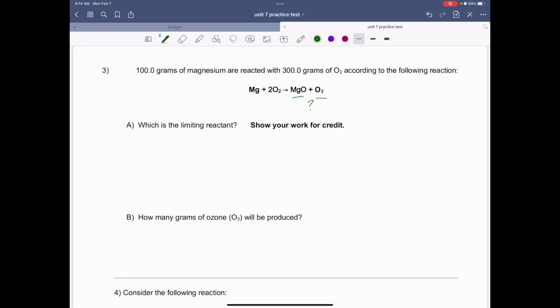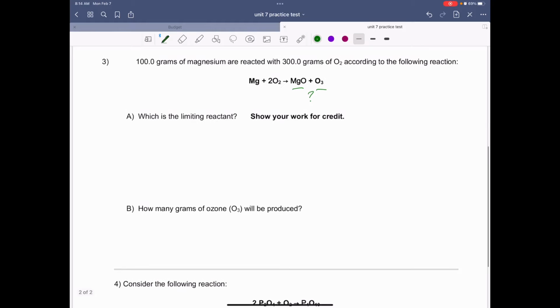So what I'm going to do before I start is look down at part B to see if there's a product specifically that I'm interested in, because that could help save me some time. Part B says how many grams of ozone will be produced. So this is going to be the best product to compare these to, so that we don't have to do more steps than we need to. All right, so let's begin. Now that we know what we're doing, let's begin.